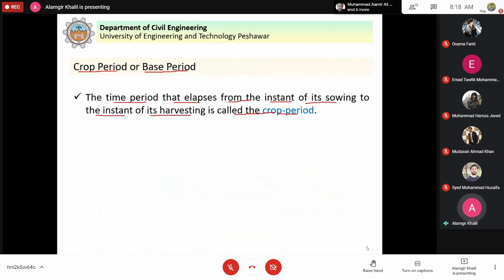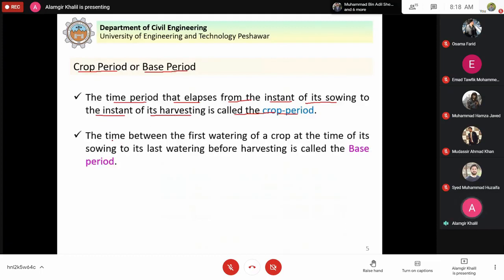That time period is known as the crop period. The time between the first watering of a crop at the time of its sowing to its last watering before harvesting is called the base period. So base period is the time that elapses between the first watering of a crop at the time of its sowing to its last watering before harvesting. This is known as base period.